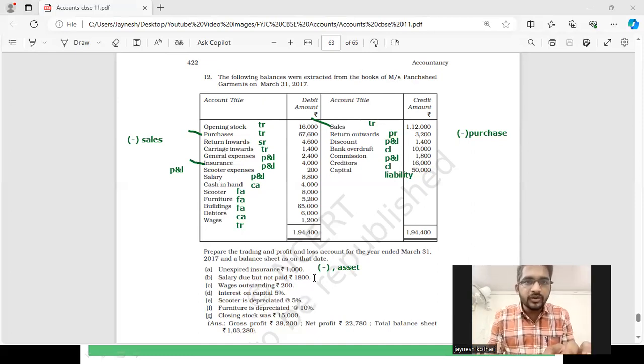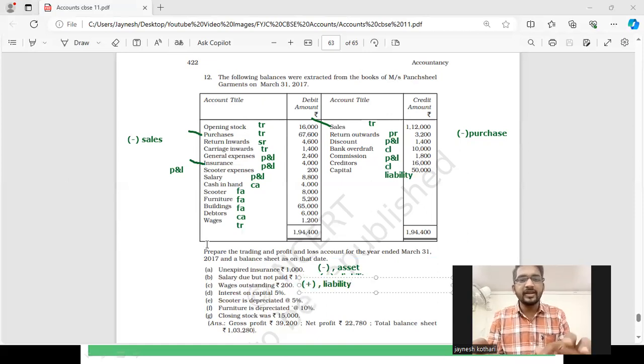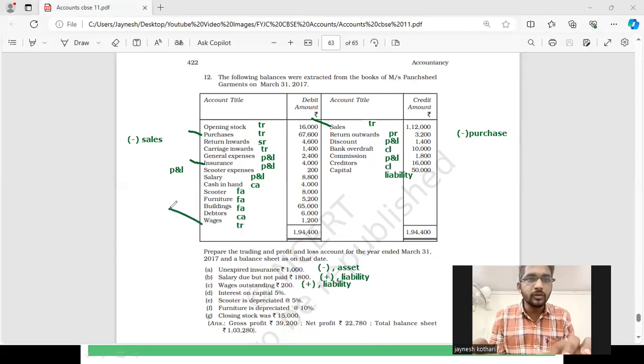Salary due. Due means outstanding. So outstanding will be added, and it's a liability, students, because outstanding expense is a liability. Wages outstanding is again the same, students. Over here for wages outstanding, you're going to write the same thing, because something which is outstanding will always be added and then shown again on the liability side. Let me tick wages here, students, because wages also had an adjustment.